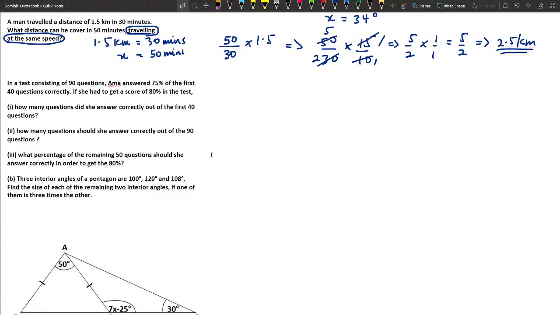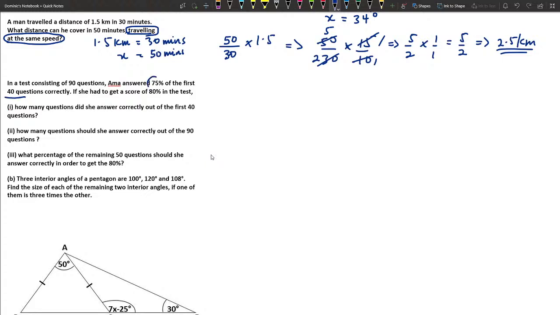Okay, so let's go back. In a test consisting of 90 questions, Amma answered 75. I think I've read that already. So they are asking how many questions did Amma answer correctly out of the 40 questions? So the number of questions answered correctly for the first 40, Amma answered 75% of the first 40.